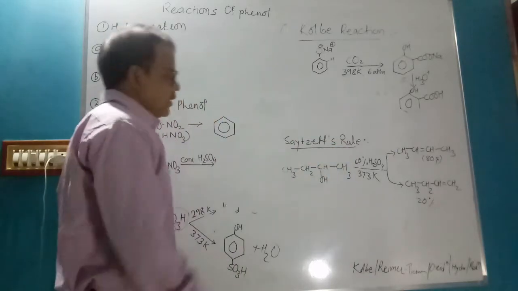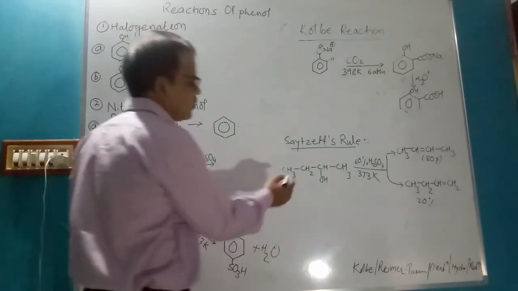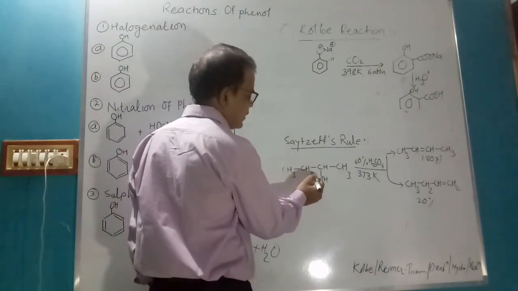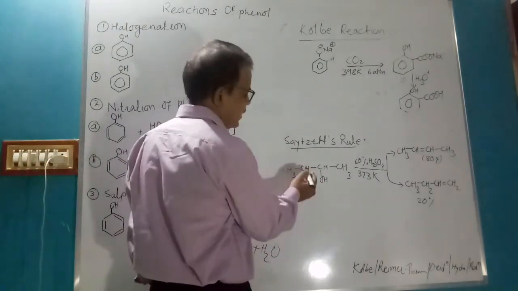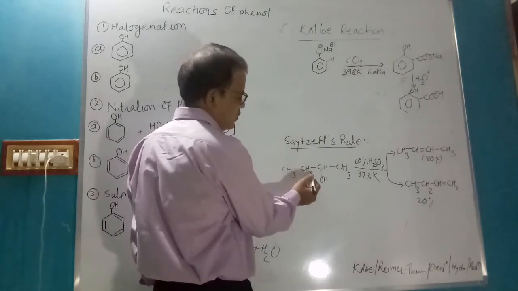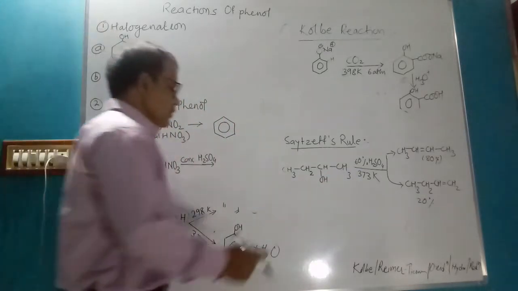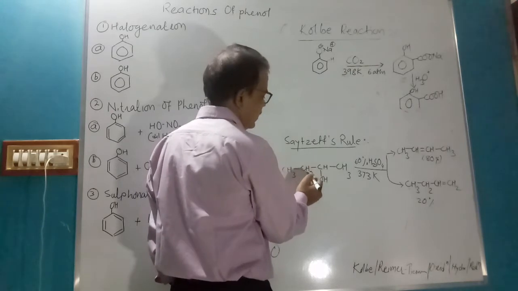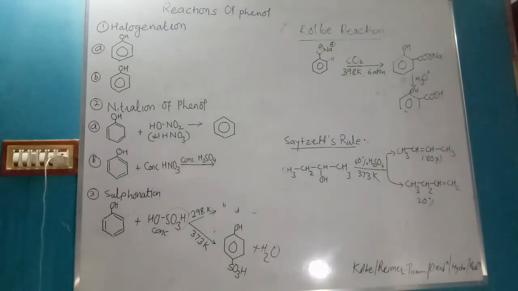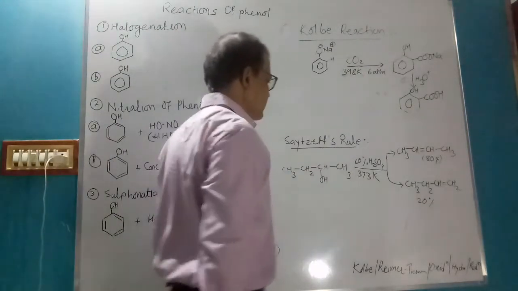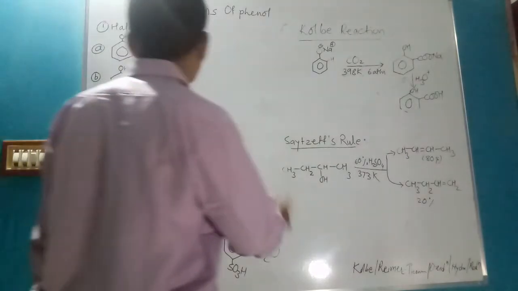What is that rule? In the formation of alkene during dehydration of alcohol, hydrogen atom is eliminated from that carbon atom which is attached to less number of hydrogen atoms. Here this carbon atom is attached to 2 hydrogen atoms. Here this carbon is attached to 3 hydrogen atoms. Naturally this carbon will lose hydrogen and here there is a double bond, that is 2-butene, that is 80% and 1-butene is 20%. So next topic is reactions of phenol.